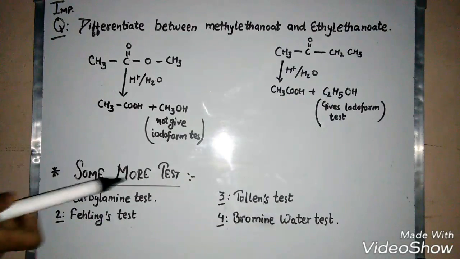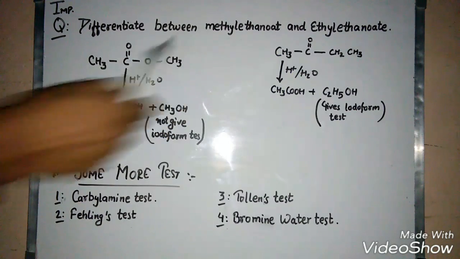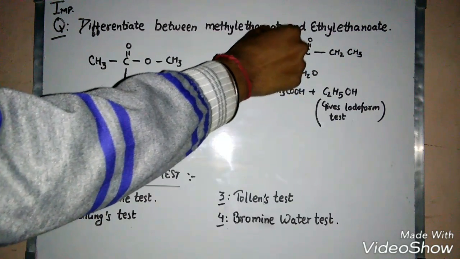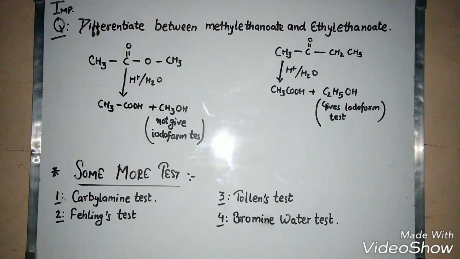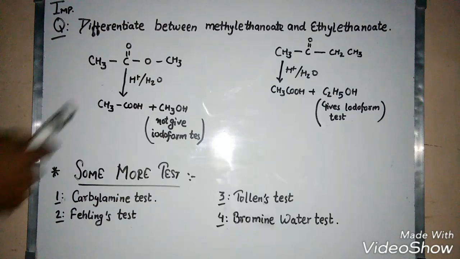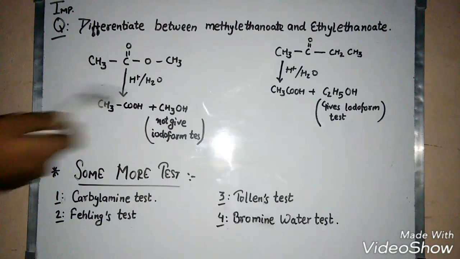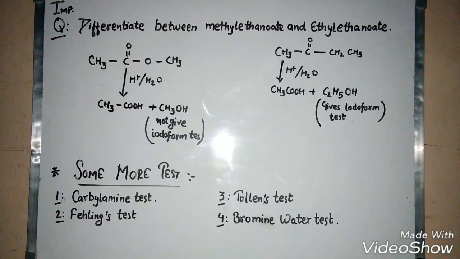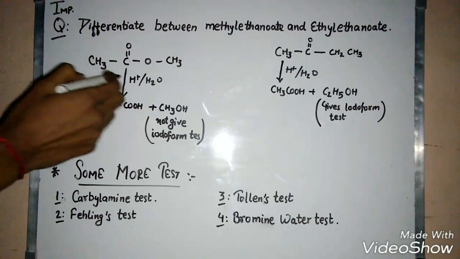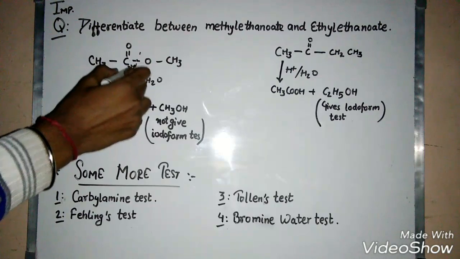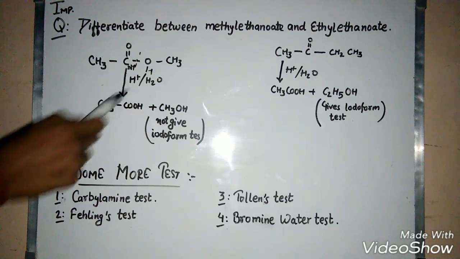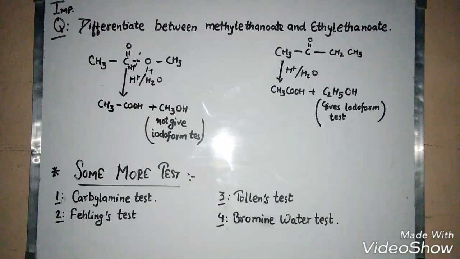So here is an important question. Differentiate between methyl ethanoate and ethyl ethanoate. This is methyl ethanoate and this is ethyl ethanoate. Now in the previous section I haven't elaborated any test in which we can distinguish esters. So what to do now? Acid hydrolysis of each is carried out. When acid hydrolysis of methyl ethanoate is carried out, then here OH and there H, CH3COOH will be formed along with CH3OH.